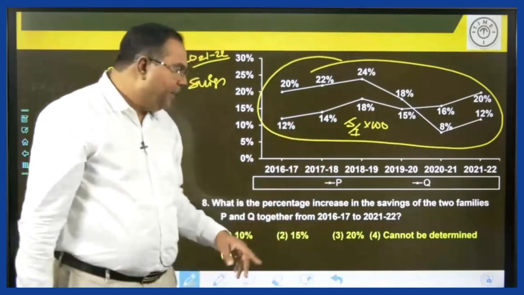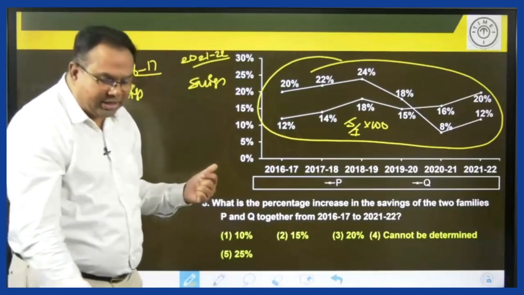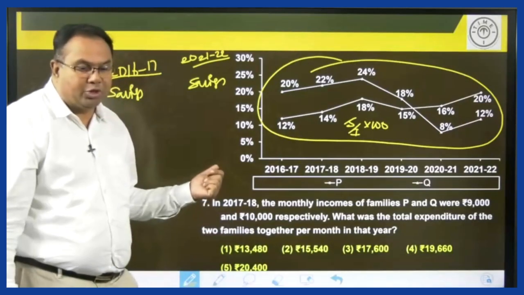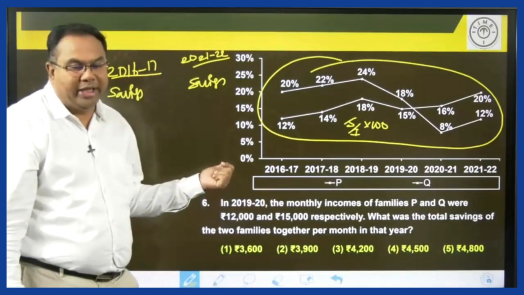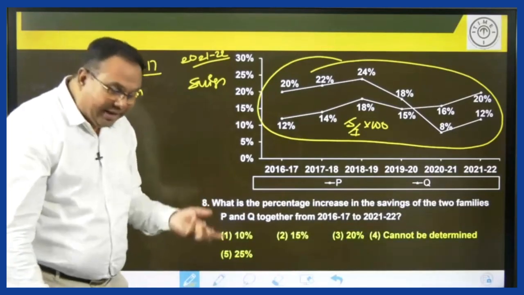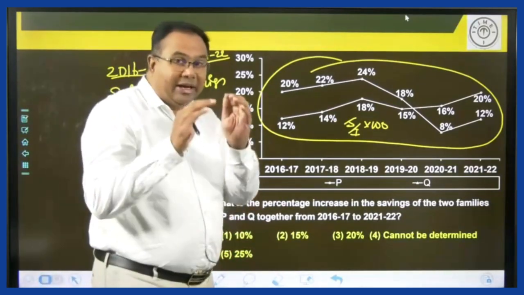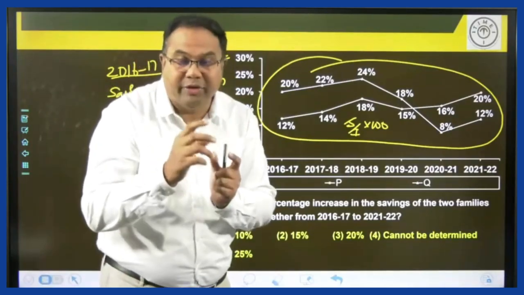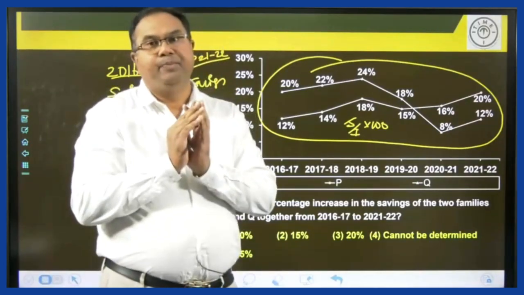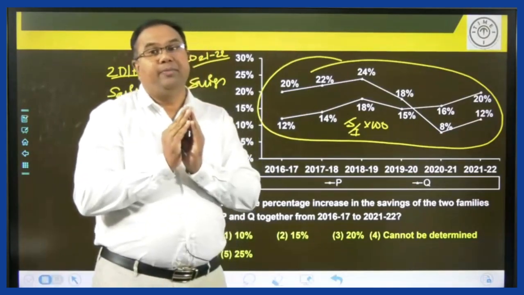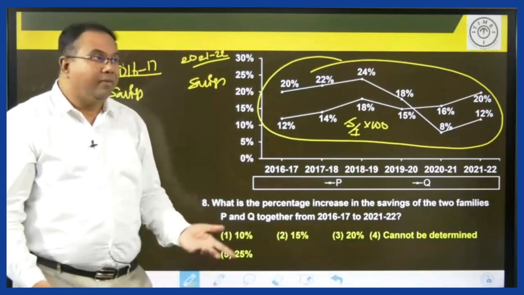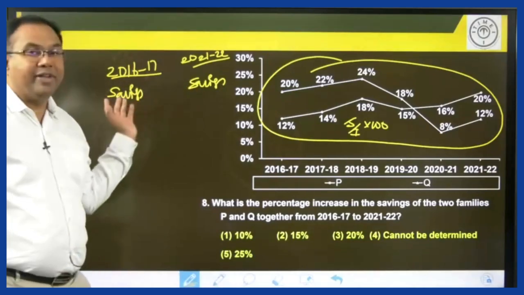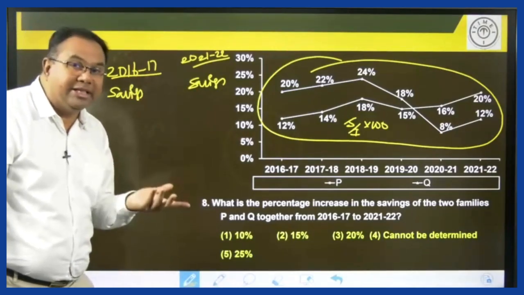Clearly not given. Earlier what happened in the previous questions? Clearly if you look at the previous question, I have incomes of P and Q. Here also I have incomes of P and Q. Either he should give you income value, or he should give you savings value, or he should give you expenditure. Some value should be given. Then I can link and find out. Here no value is given. Obviously I cannot find out savings value. I know percentage, but how much is the value?